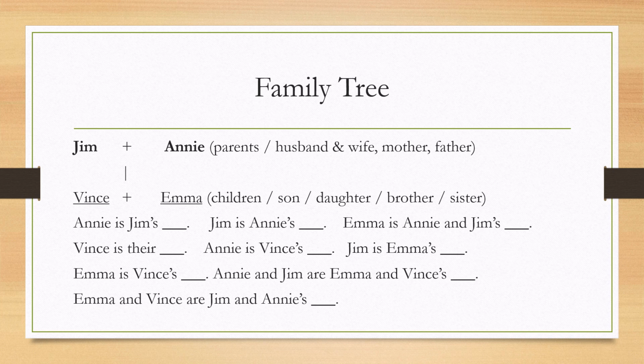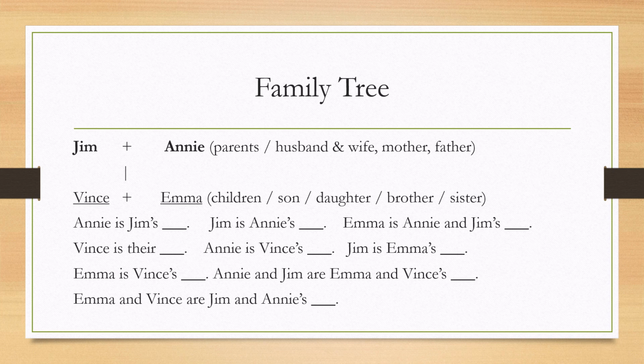So let's look at these examples. It's not too difficult if we keep looking at the family tree. Let's do them together. Annie is Jim's wife. Let's continue along that same line. Jim is Annie's husband. Correct. Jim is Annie's husband.